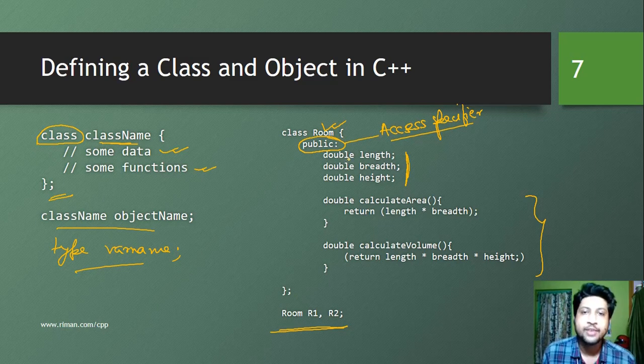So what we have here are three data members: length, breadth, and height of a room, and we have two methods, one that calculates the area and another that calculates the volume. These two methods can operate on this data and return some results through these functions.